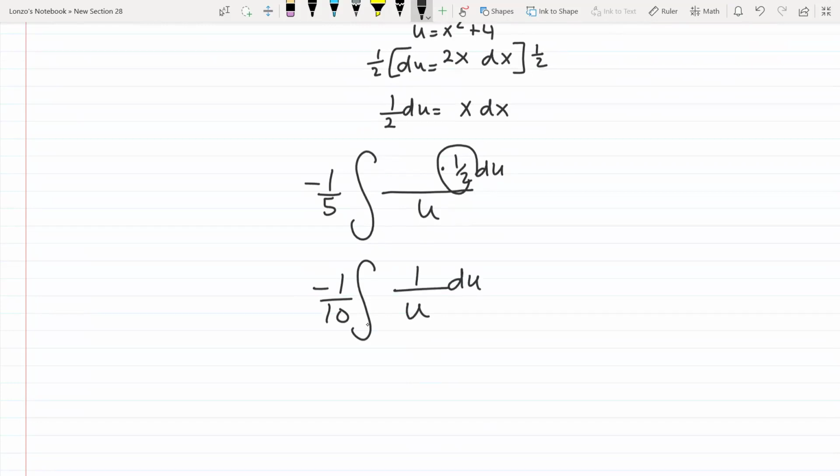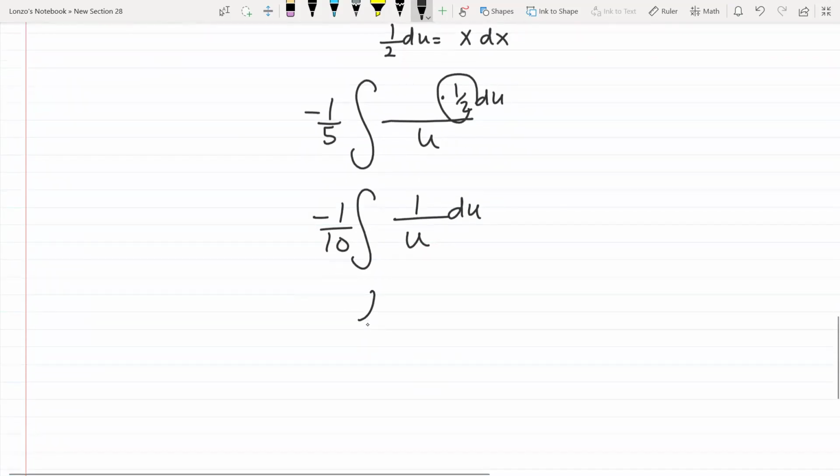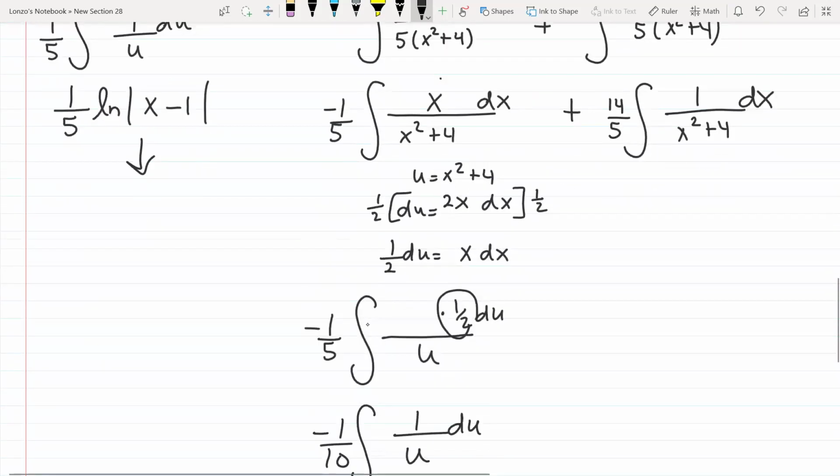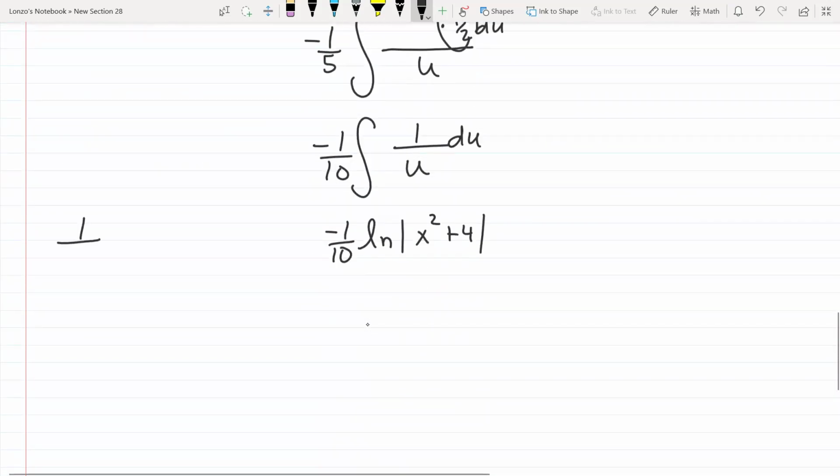Now can we take the integration of 1 over u? Yes, it is the ln of u. And our u was x squared plus 4. And then we also had this -1/10. And then over here, don't forget, this still comes down as 1/5 ln of x minus 1, absolute value of x minus 1.